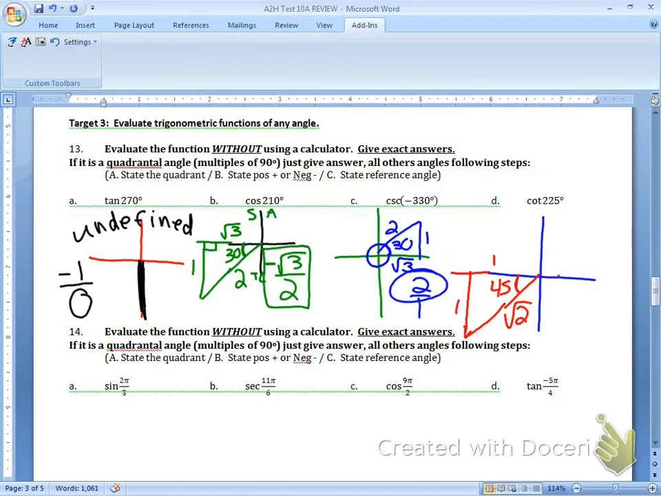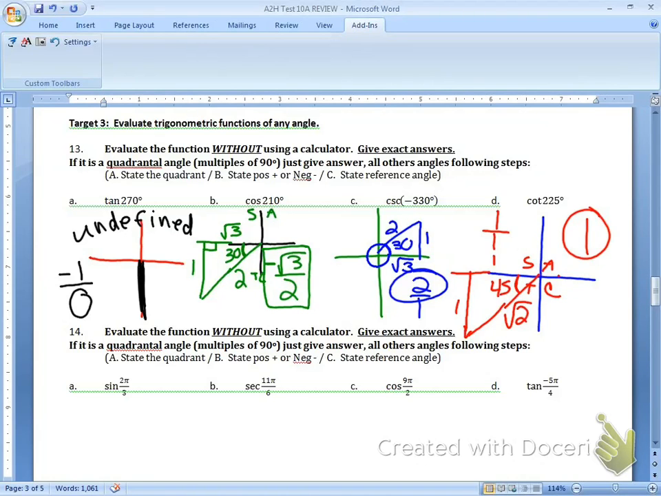So tangent would be 1 over 1. We flip that, and guess what we get? Yep, that's right, 1 over 1. So it's still a 1. We are in the third quadrant. All students take calculus. So the tangents and cotangents are positive in the third quadrant. So our answer is a positive 1.